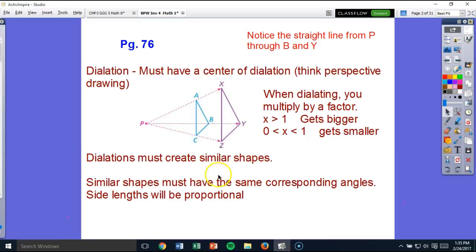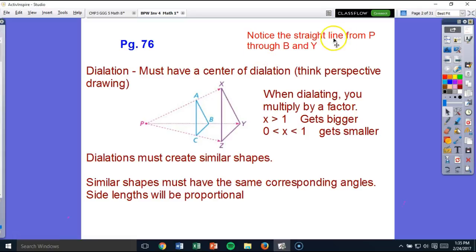Well, what are similar shapes? Similar shapes must have the same corresponding angles, meaning angle A is equal to angle X, angle B is equal to angle Y, and angle C is equal to angle Z. And then the side lengths are proportional. Say that x here is 2 going from this triangle to this triangle. Well, if that's the case, then the side length of XZ is 2 times the side length of AC. Also, the side length of ZY will be 2 times the side length of CB, and so on and so forth for XY to AB as well.